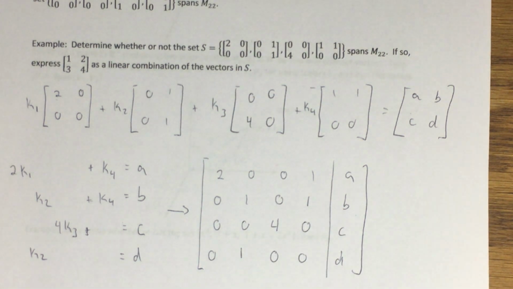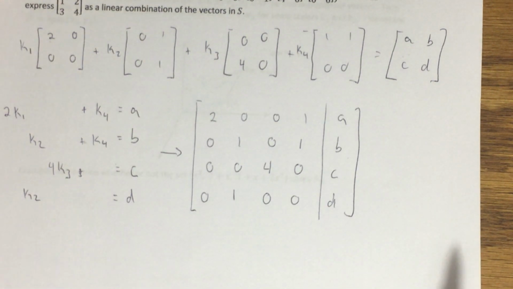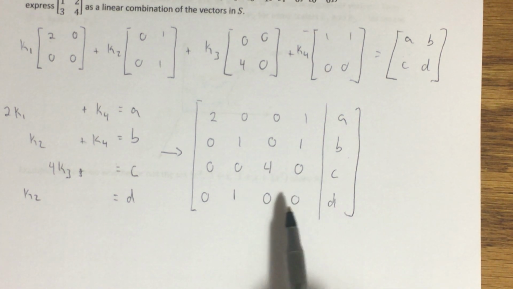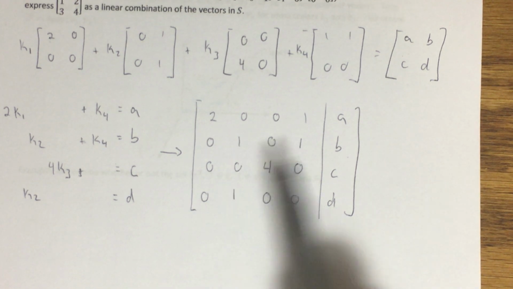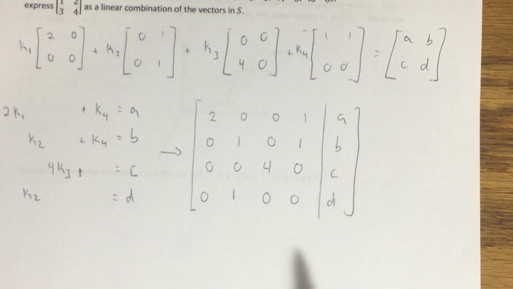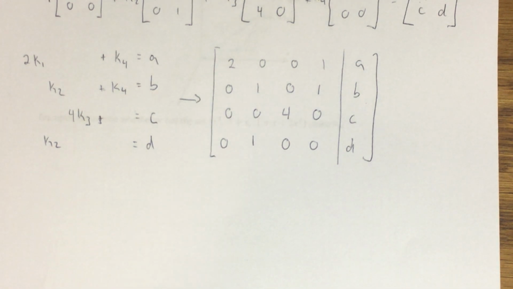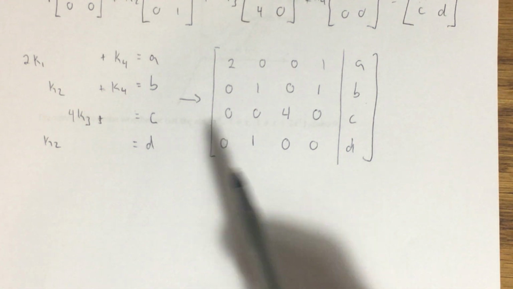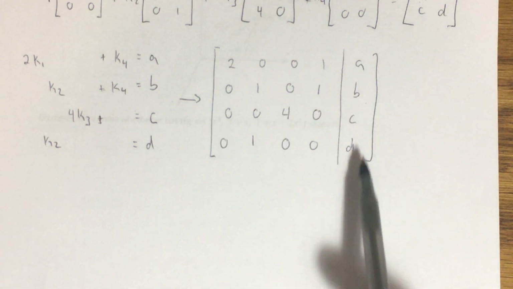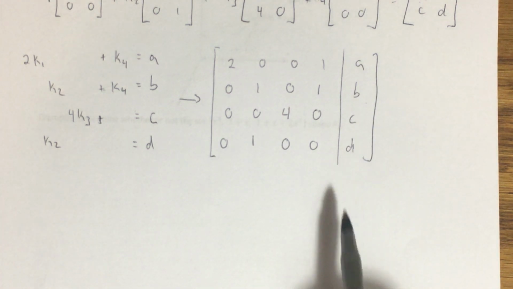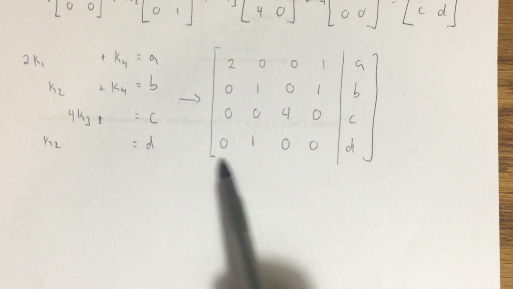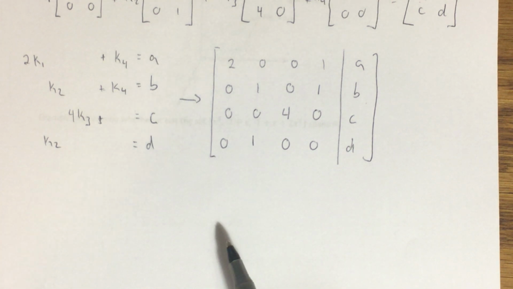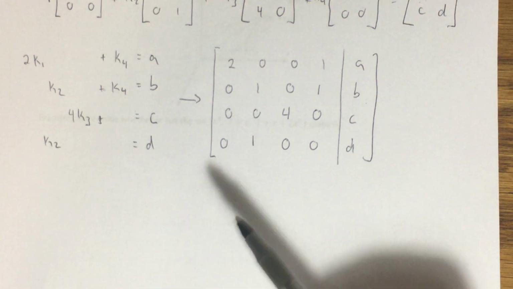do I need to explicitly solve for K1 through K4? Well, no, I don't actually need to do that explicitly, because the goal is just to show that this is consistent for every choice of A, B, C, D. But remember, we have that equivalence theorem that gives us a lot of nice tools for verifying that. So how do we show that this is consistent for every vector A, B, C, D from R4? Well, all we need to show actually is that this matrix here is invertible. That's from our equivalence theorem. Those two statements are equivalent.